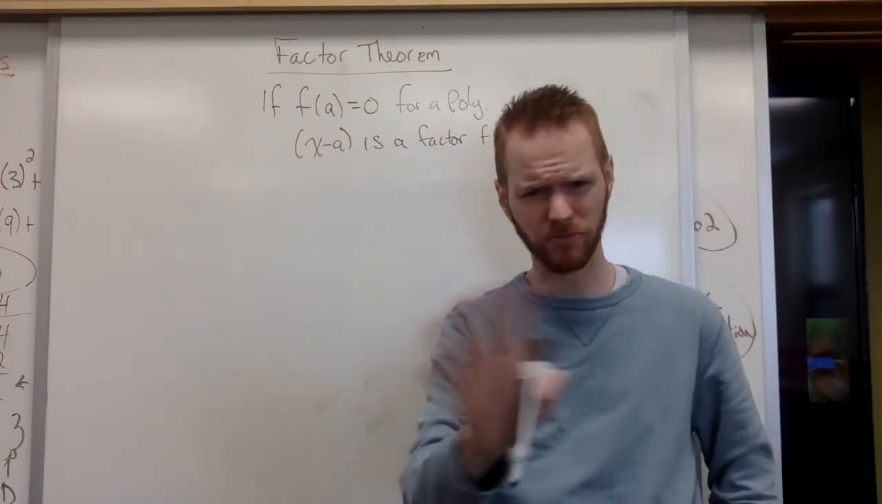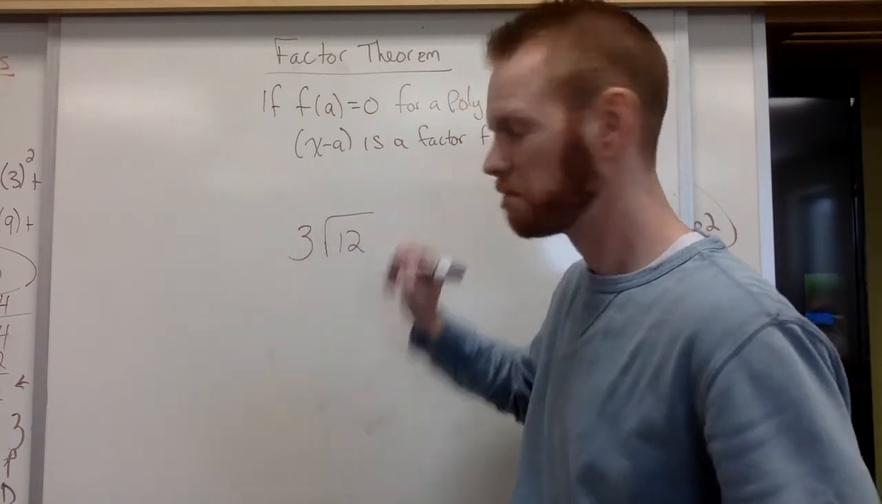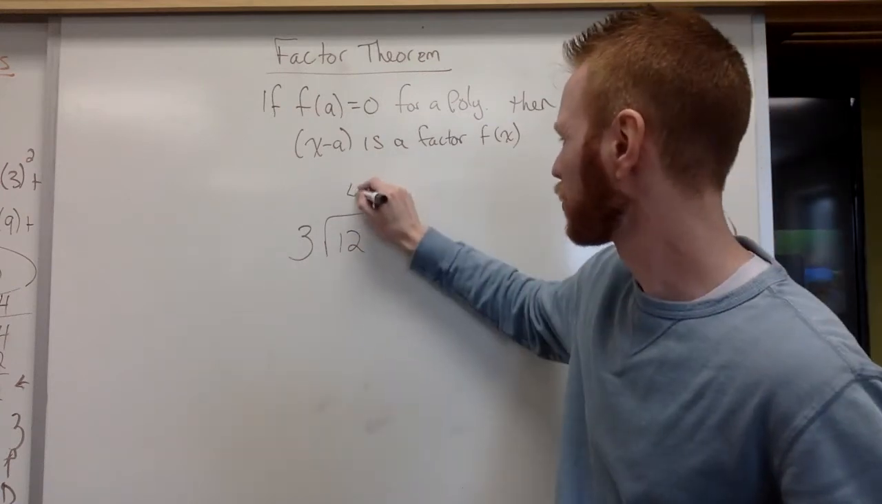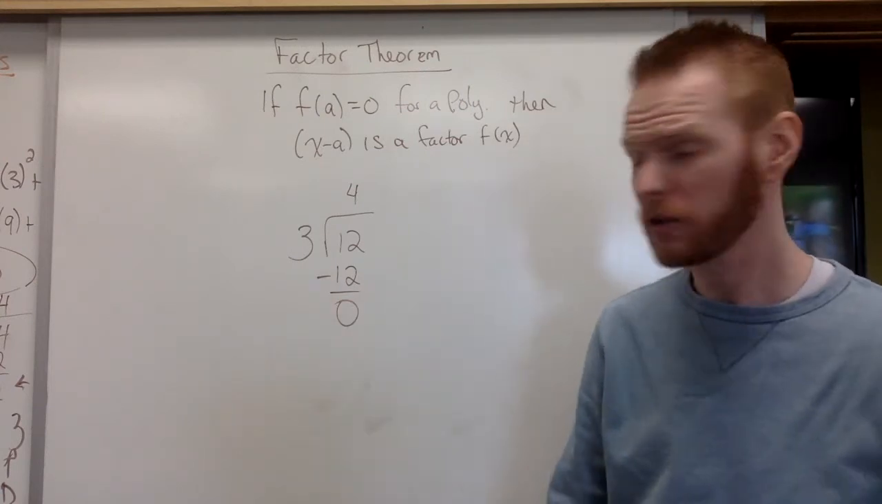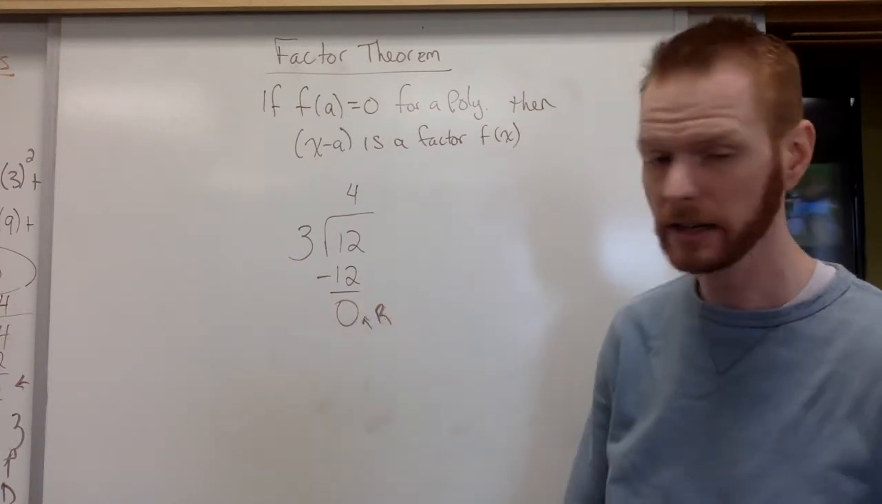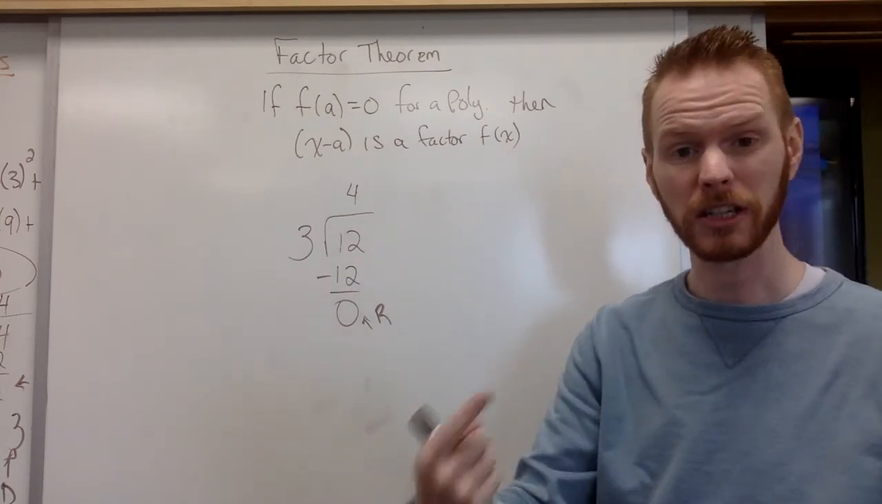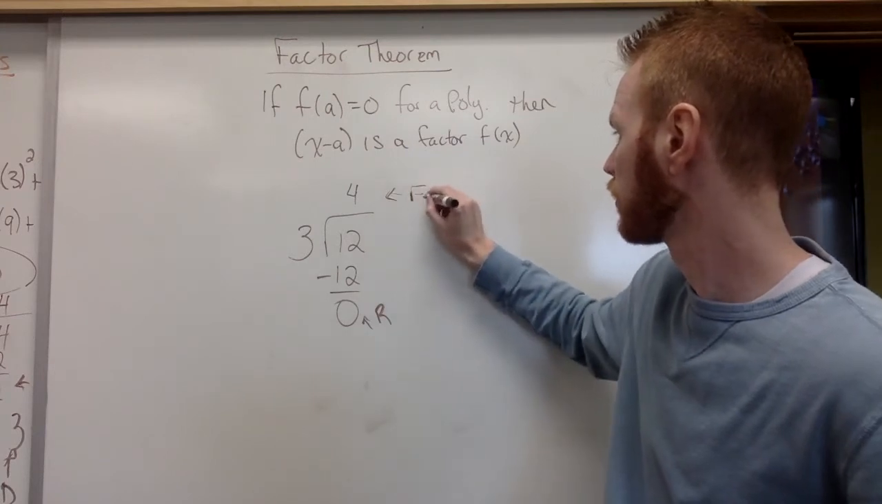Now, let's do something easier. Okay, what about this? 3 into 12. All right, let's start basic. 3 can go into 12 4 times. Okay, and when I simplify it out, I get a remainder of 0. There's my remainder. Now, because of that, we know that 4 is a factor. It goes in. 3 can go into 12 evenly 4 times. So this is a factor then.